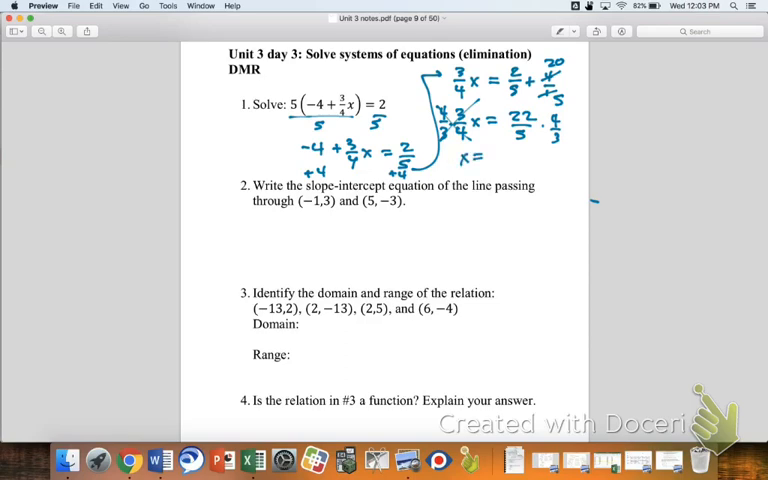X then equals, did you guys get 88/15? Let's see here. As a mixed number, this would be 5 and 13/15, I think. I'm doing that right? 5 point something. I don't know what the decimal would be. Okay, questions, comments, concerns about number 1?